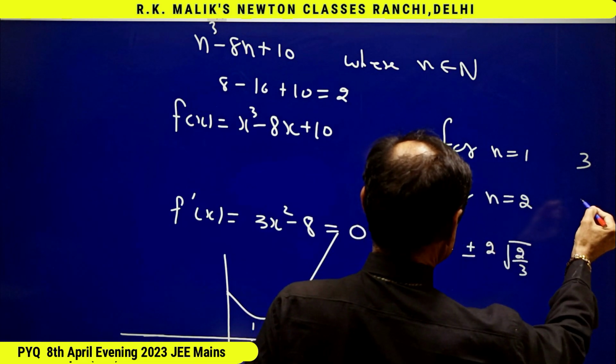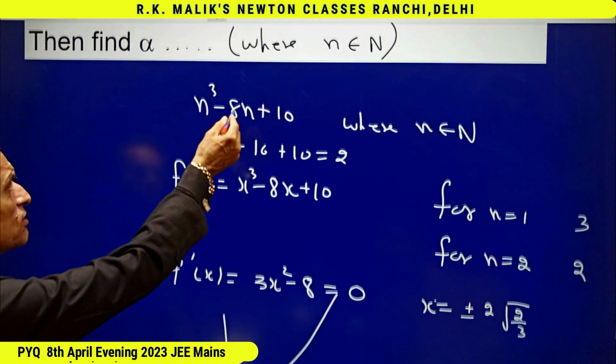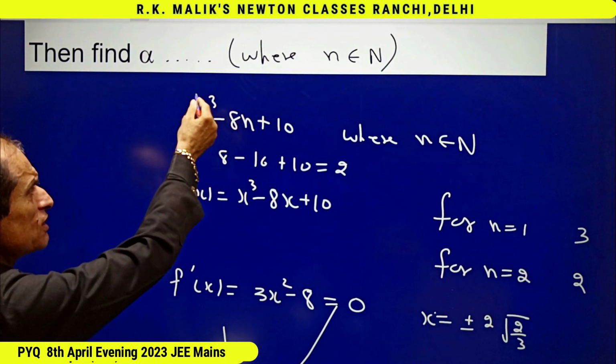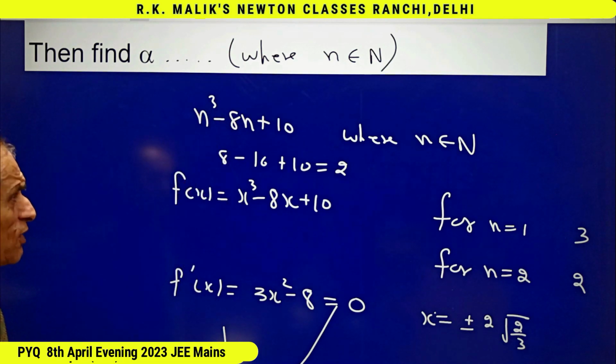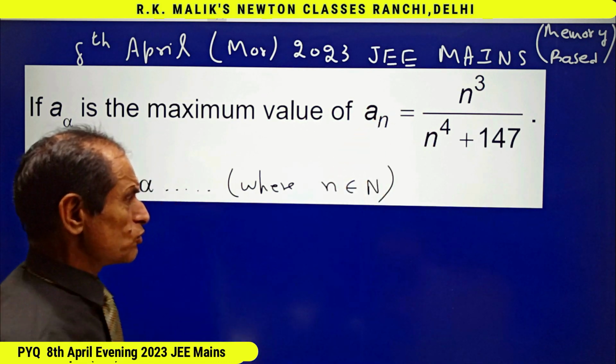Hence for n equal to 2, I have got the answer 2. Therefore I can say the least value of this is 2 where n is a natural number. Same concept I am going to use for this question also.